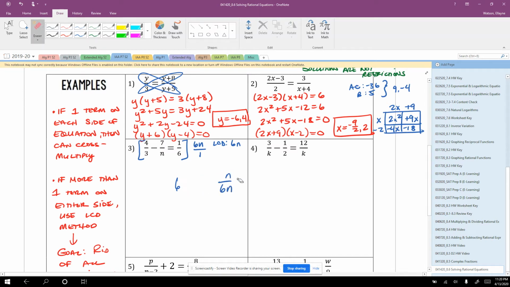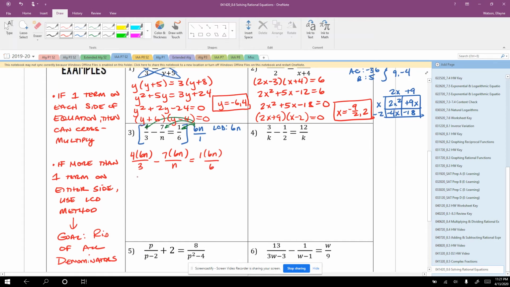So I'm intentionally writing that as 6n over 1 because I'm going to distribute this 6n over 1 to this term and this term and this term. But it's really only multiplying by the 6n. So it would look like this. 4 times 6n. I'll write it all out for this one. Denominator is 3 times 1, so 3. Next term, 7 times 6n. Denominator stays as n because it's n times 1. Equals 1 times 6n over 6. Okay, so let's work this out.